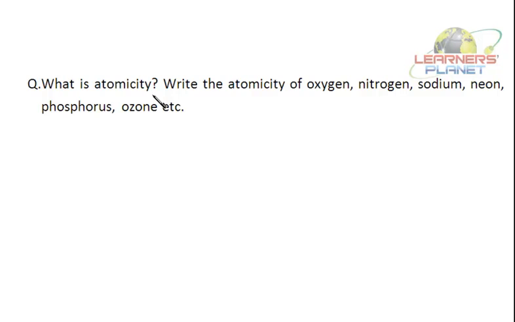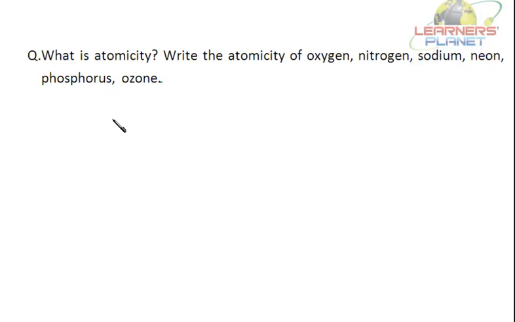Now what is atomicity? Write the atomicity of oxygen, nitrogen, sodium, neon, phosphorus, ozone. What is atomicity? It is the number of atoms present in a molecule. Fine. So atomicity is defined as the number of atoms present in a molecule.